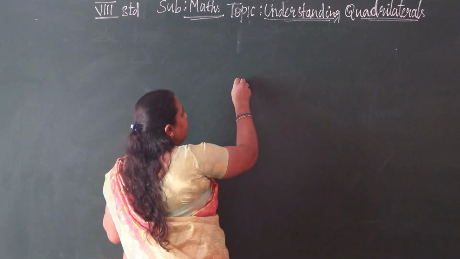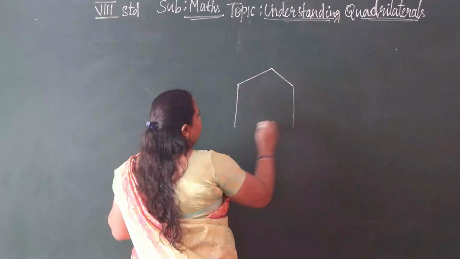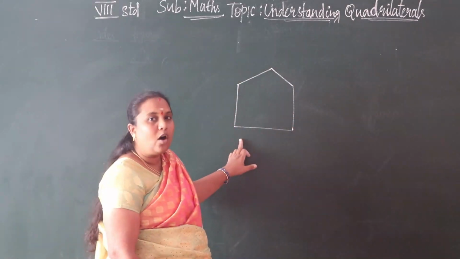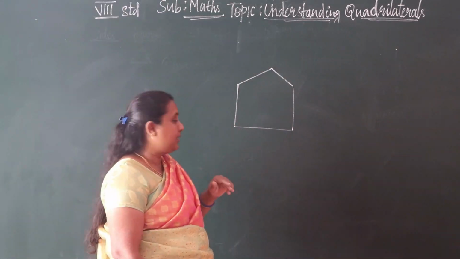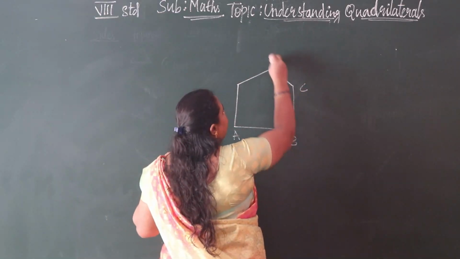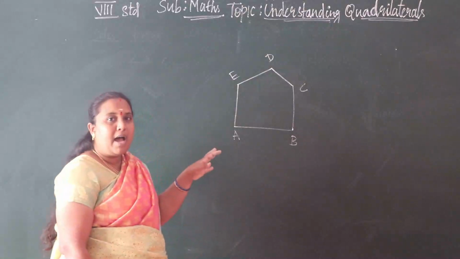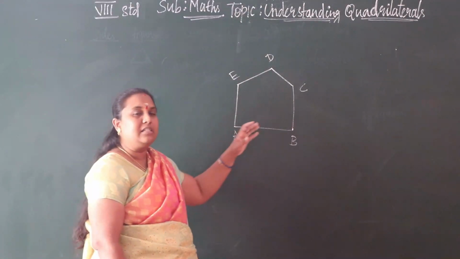So how are we writing? We have drawn a polygon like this. A man is walking on this polygon. Let us take one activity. This is named as A, B, C, D and E. So a person is walking on this line.